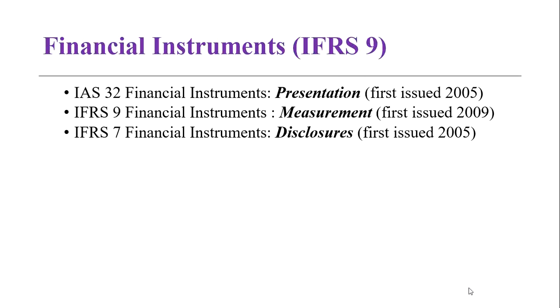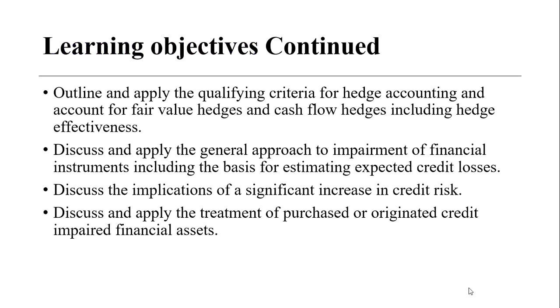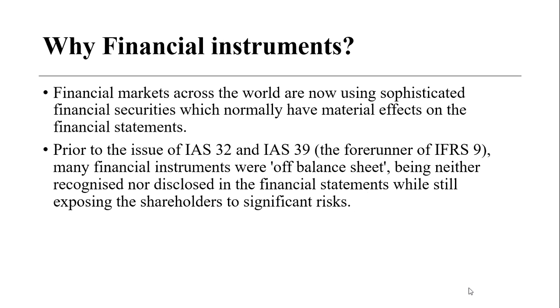As you can see on your screen, the topic of financial instruments involves about 3 standards. We have IAS 32, which deals with presentation, IFRS 9, measurement, and IFRS 7, disclosures. You can read the learning objectives at your own time. Let me get on to the heart of the matter.